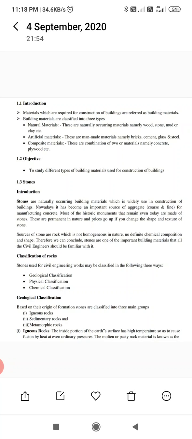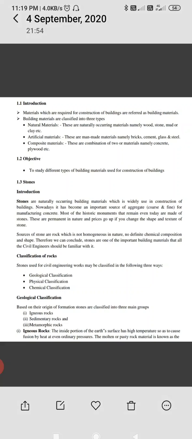One is natural materials. The natural materials are naturally occurring materials, namely wood, stone, mud or clay, etc. The second one is artificial material. These are man-made materials, namely bricks, cement, glass and steel. And lastly, composite material. These are a combination of the two materials, namely concrete, plywood, etc. So the main objective is to study the different building materials used for the construction of building works.